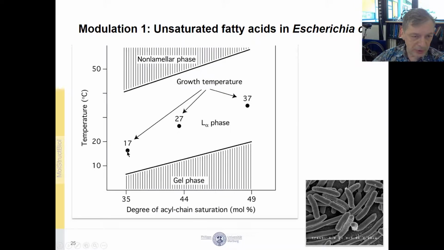We can grow it in our shaker flask, but clearly these bacteria are pretty different in terms of the membrane than those which grow at 37 degrees, because those don't need so many unsaturated fatty acids like these ones here at lower temperature. You see, the saturation level increases with temperature.